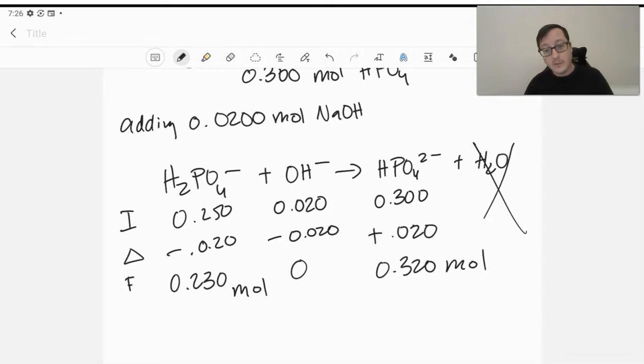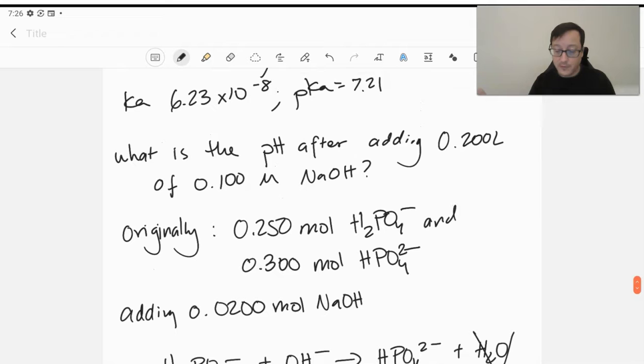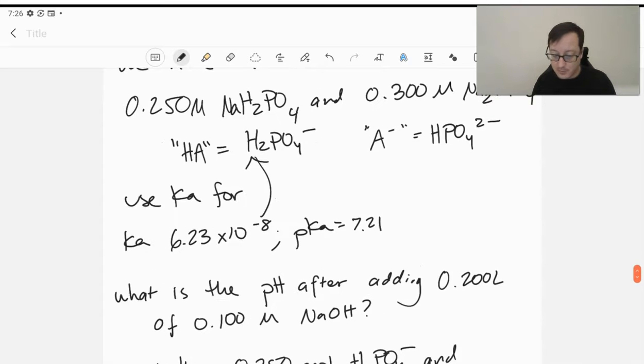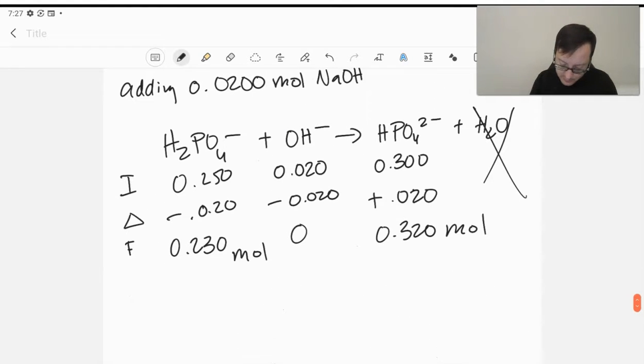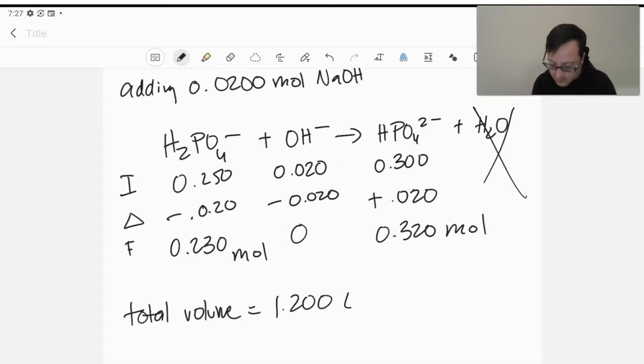And then the only thing we have to worry about is that when we're doing our Henderson-Hasselbalch equation, we need concentrations. And in the easy problem, we kind of ignored the volume change. But if we're mixing solutions, there's always going to be some volume added, right? So our total volume of solution is going to be our initial volume, 1 liter, plus our added volume, which will be 0.2 liters. So the new total volume is 1.2 liters.